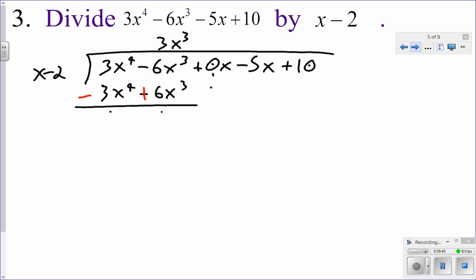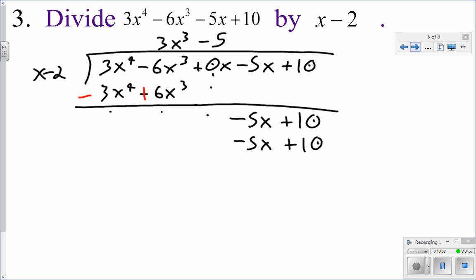So drop this down, another 0, and then I'm already to a minus 5x, and then a plus 10 left as my next. Then x minus 2. x goes into negative 5x negative 5 times. Negative 5 multiplied through, it's negative 5x plus 10. Remembering that I am subtracting here, so I change my signs. And notice I get a remainder of 0.